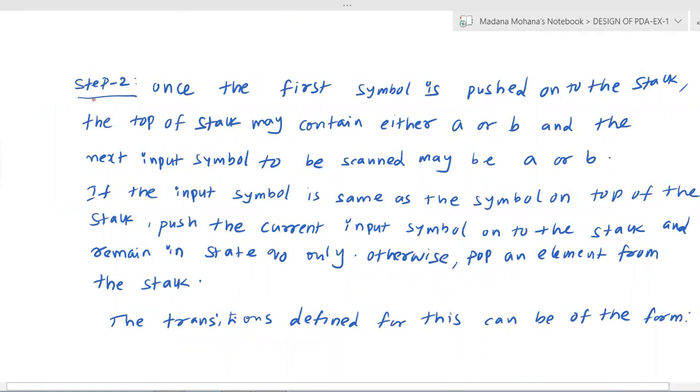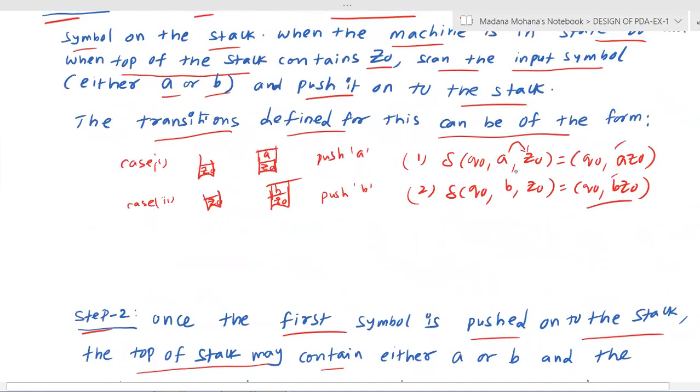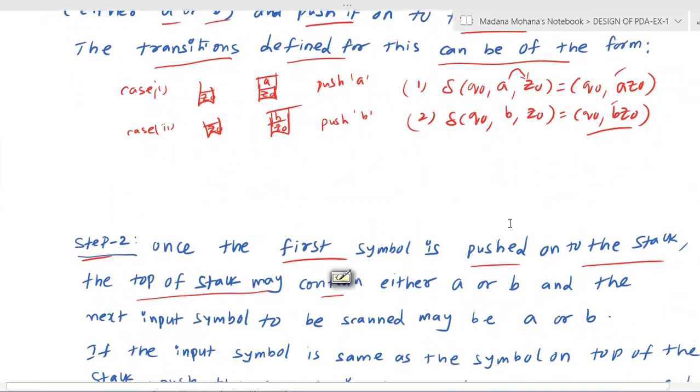Now in the previous step, we have scanned the first symbol, that is either A or B, and that can be pushed onto the stack. Once the first symbol is pushed onto the stack, what does the top of stack contain? In the above case, we have pushed A onto the stack, so the top of the stack is A. Whenever B is pushed onto the stack, the top of the stack is B. That means the top of the stack is either A or B. So both combinations are there.